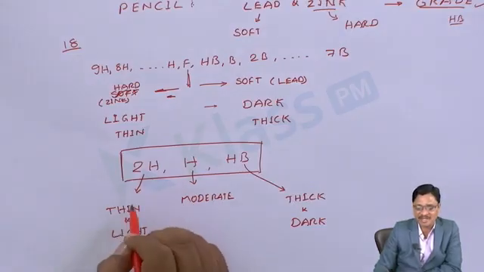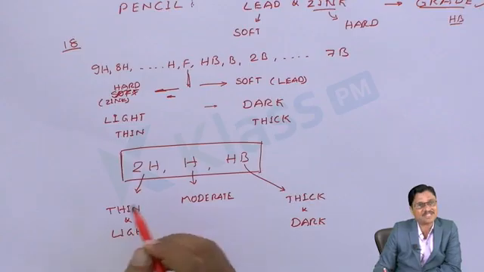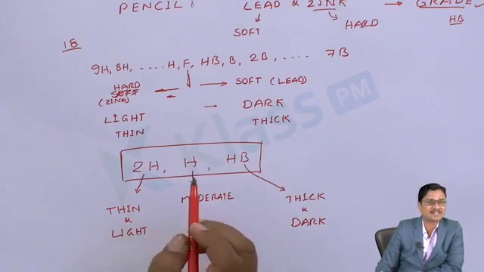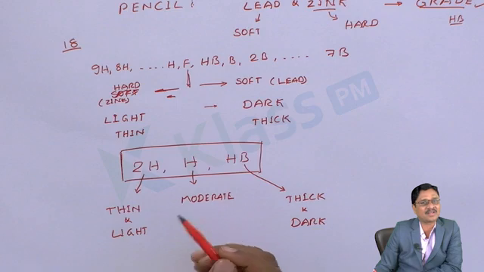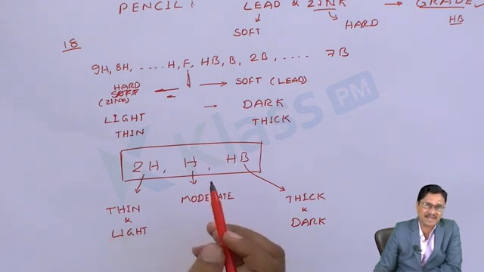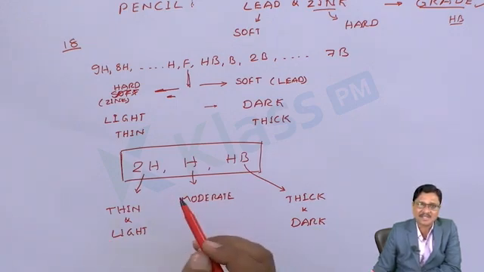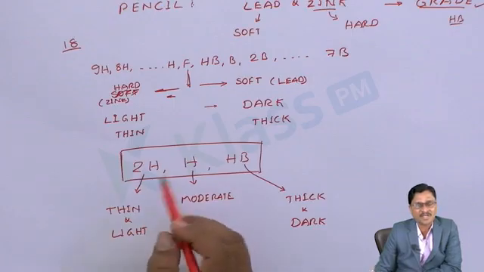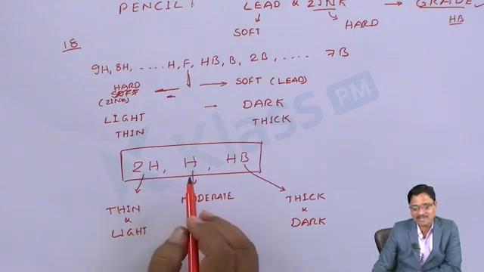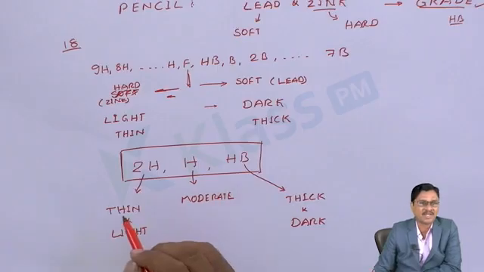What you have to keep in mind is that by varying the representation, sometimes you have to draw thin lines, sometimes moderate, sometimes dark lines, sometimes thick in line width, sometimes very thin in width, sometimes in between, moderate. For that, you should have 2H, H and HB. So all this is about the drawing instrument.